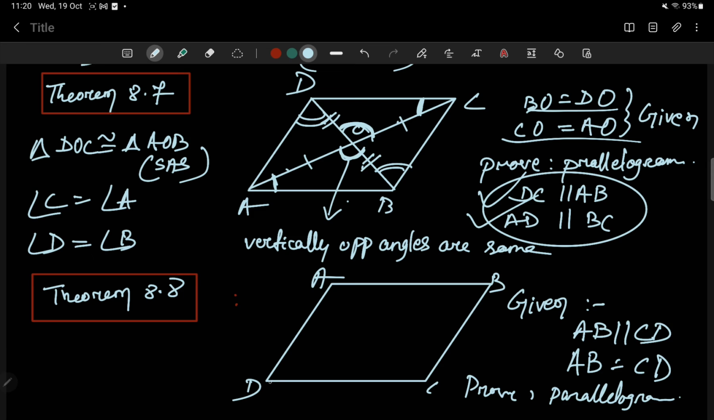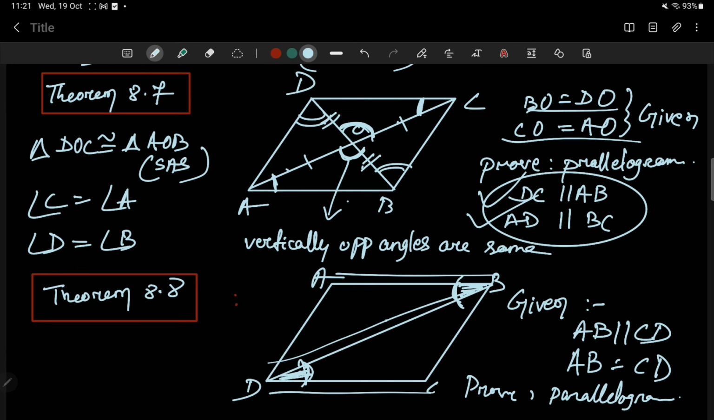How will we prove that? If we can prove that alternate angles are the same, then we can prove that it is a parallelogram, meaning you have to prove that this equals this. In these two triangles, what is given? AB is parallel to CD. If there are two parallel lines and this is the transversal, then alternate angles are the same, this equals this. And it is also given that AB equals CD.